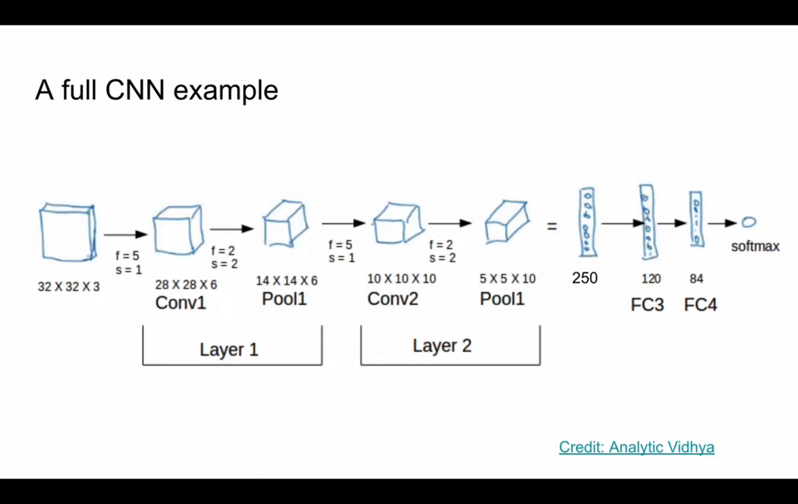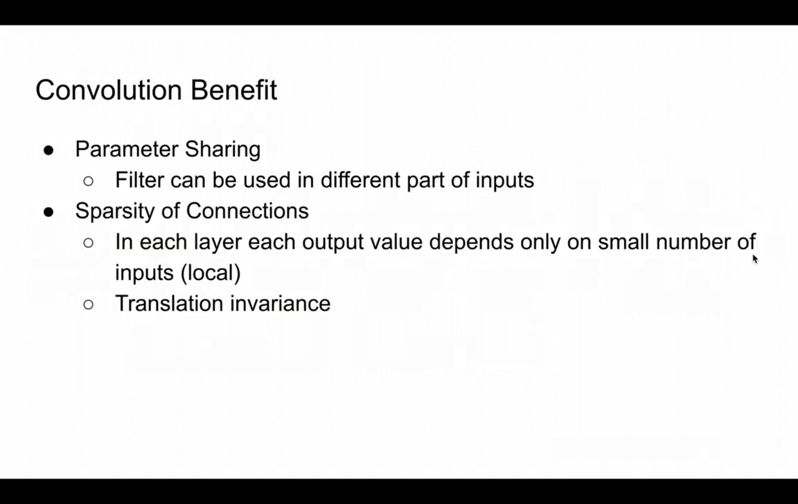Now we can put everything together. Here's one example of a CNN. We have 2 convolution-pooling layers. Then we flatten into a 1-dimensional tensor and follow with 2 fully connected hidden layers. And then we have 1 softmax output layer.